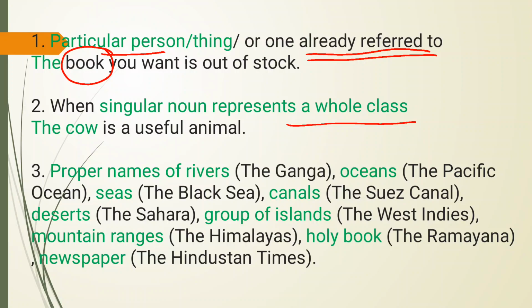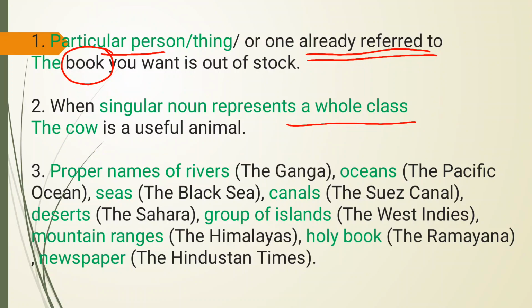When singular noun represents a whole class. Now what does it mean? It means the cow is a useful animal. Here cow represents the whole class. We are not talking about any specific cow, but we are talking about cow in general. And if you are going to talk about any cow, every cow, each and every cow in this world is a useful animal. So we are talking about the whole class of cows.